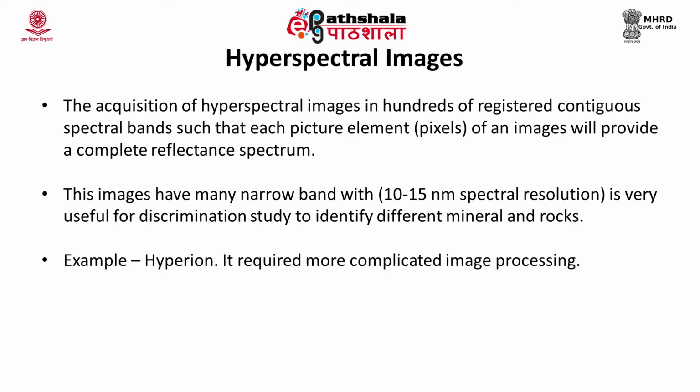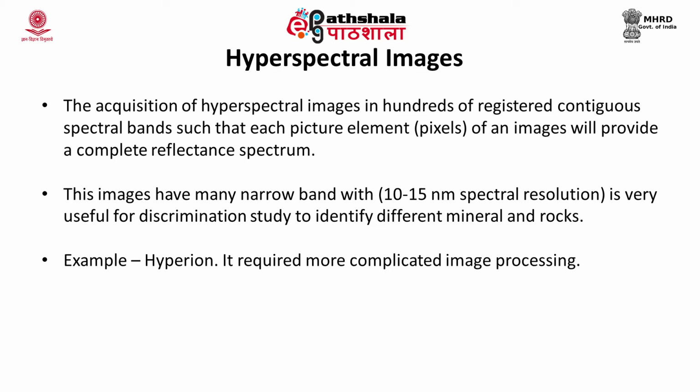In hyperspectral images, the acquisition is in hundreds of registered continuous spectral bands, such that each picture element or pixel of an image will provide a complete reflectance spectrum. This image has many narrow bands with 10 to 15 nanometer spectral resolution, which is very useful for discrimination studies to identify different minerals and rocks. Hyperspectral images like Hyperion or OLI are the different types of hyperspectral images people are now using to get information about mineral and rock composition. And this requires more complicated image processing.